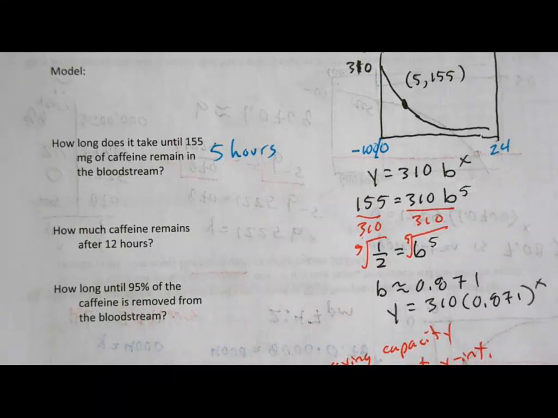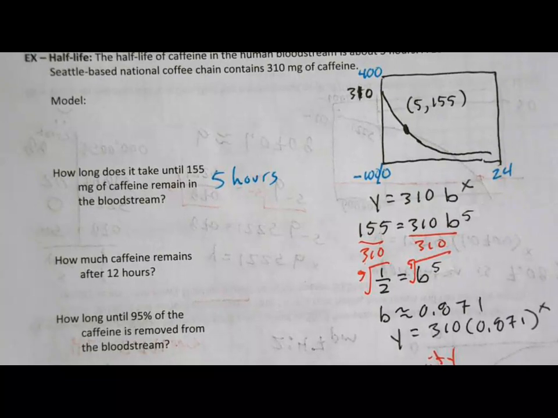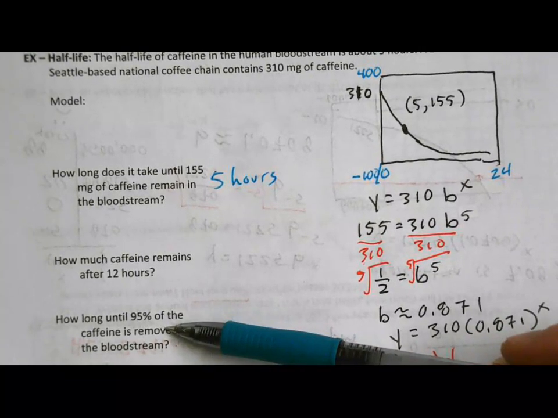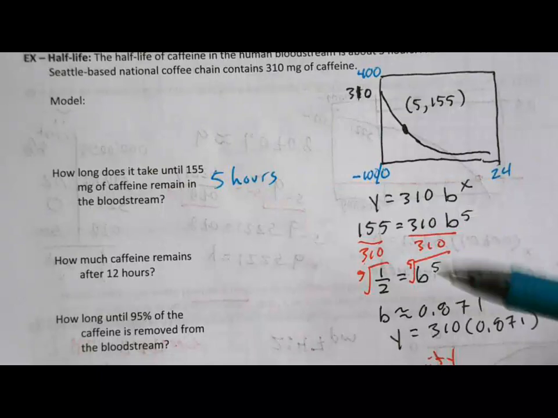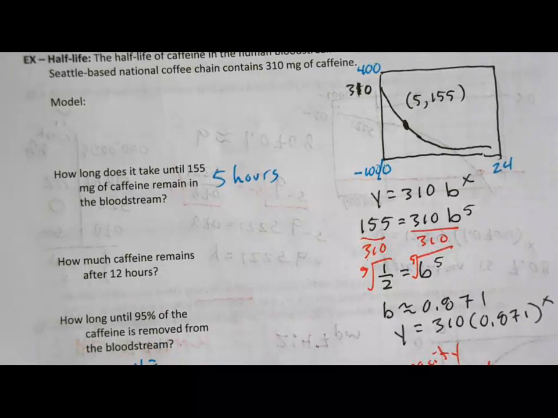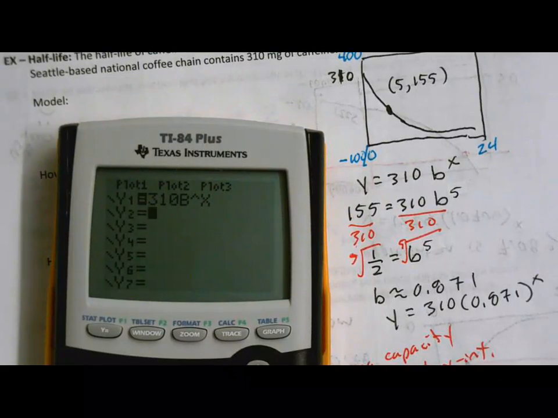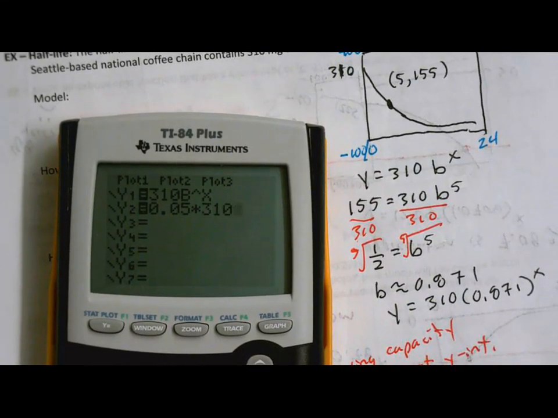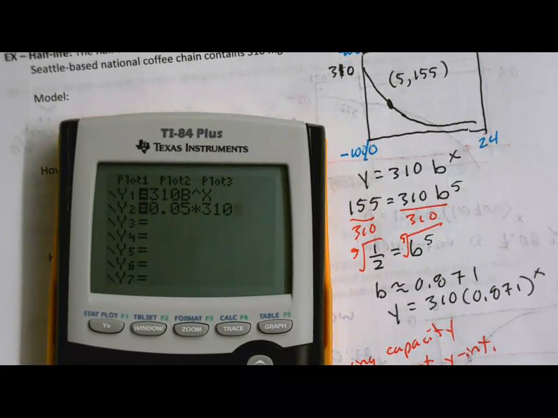Last one says how long till 95% of the caffeine is removed. So we're going to need to figure out what, if 95% is removed, that means we got 5% left, right? What's 5% of 310? 5% of 310 would be 0.05 times 310, right? Actually, I don't even need to know what it is. I can, because I'm just going to graph it anyways, right? 0.05 times 310. It is 15.5, right? But you can just type it in your calc. It'll do a horizontal line at the right place.